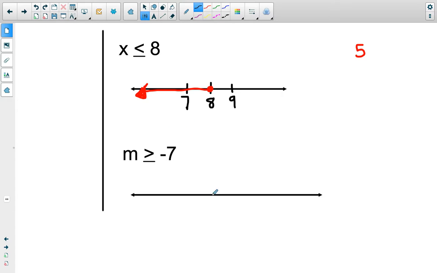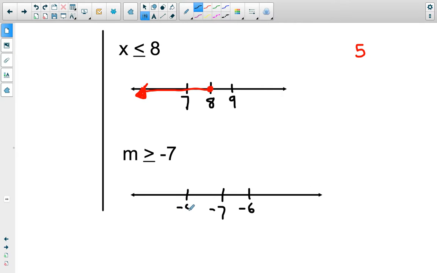Let's do this last one. m is greater than or equal to -7. I'm going to start with my -7. If I said, what's one bigger than -7? Is it -8? No, one bigger than -7 is -6. One smaller than -7 is -8.